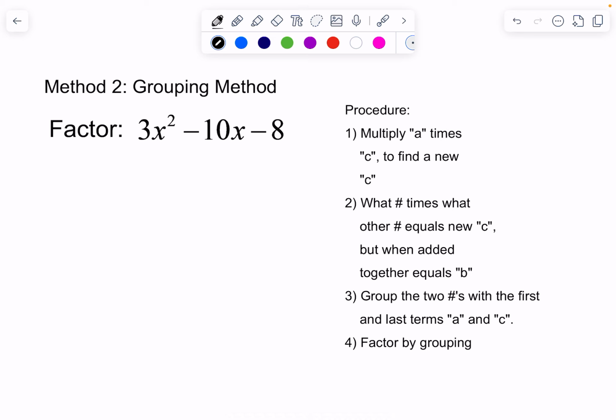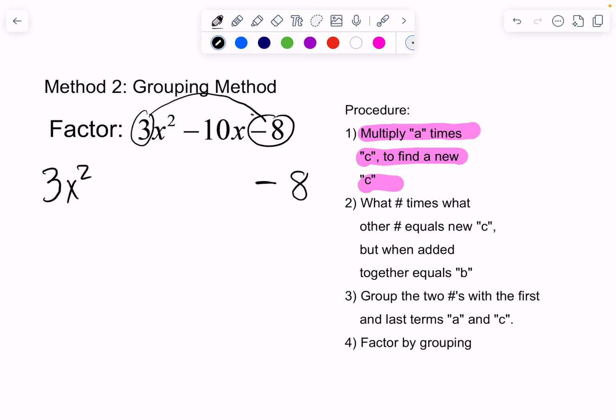So, first things first, we're going to set this up as 3x squared and the minus 8, and we're going to leave the middle part blank for a second. Okay, after we do that, we are going to multiply A times C, and once again find a new C. So my A in this case is 3 times my C is negative 8. So this time my new C will equal a negative 24.